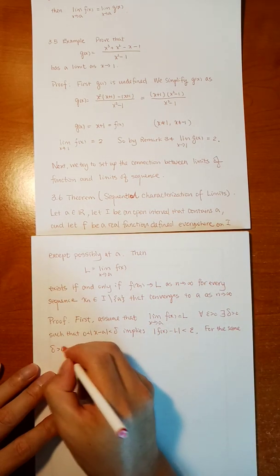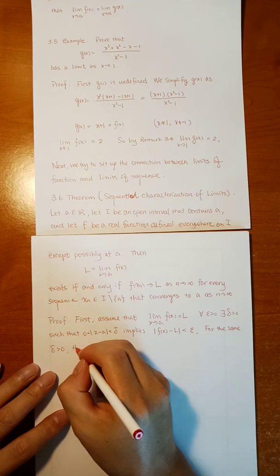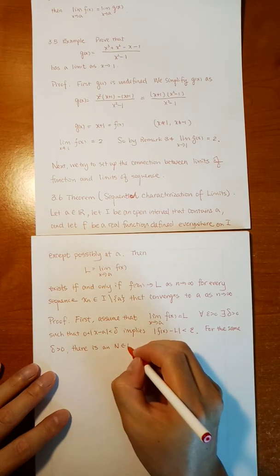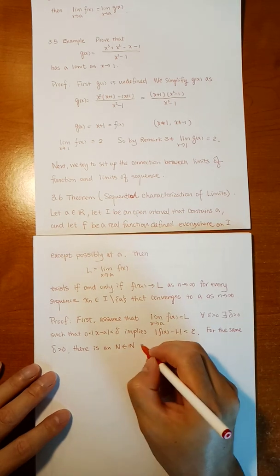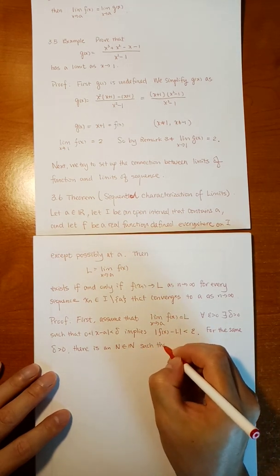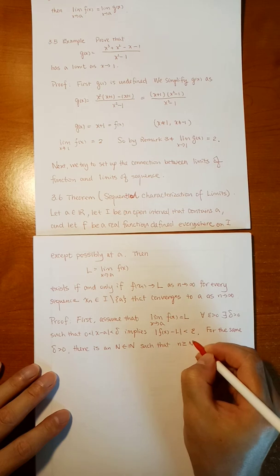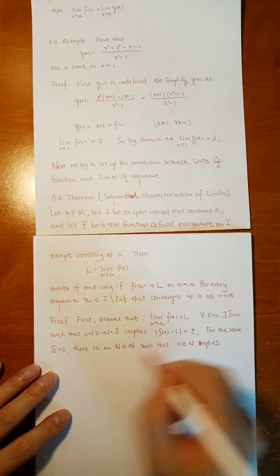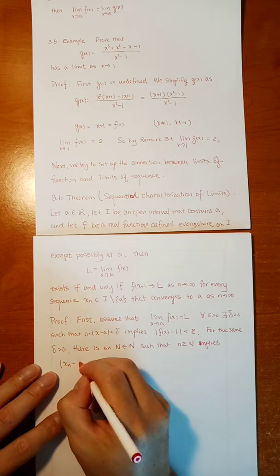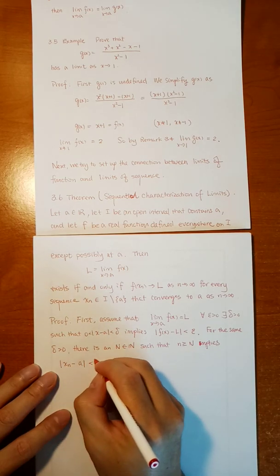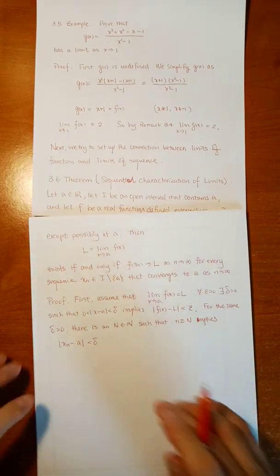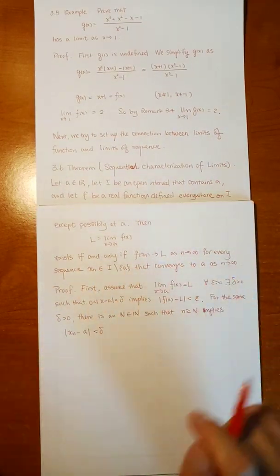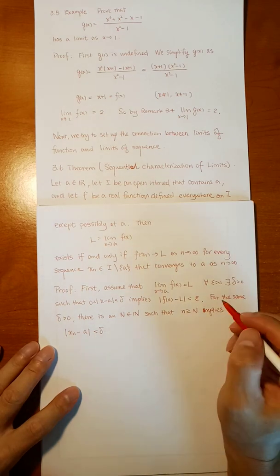For this same delta, there is a capital N in the set of natural numbers such that n greater than or equal to capital N implies |xn minus A| is less than delta. This is the definition of xn converges to A. Okay, so let's read it.